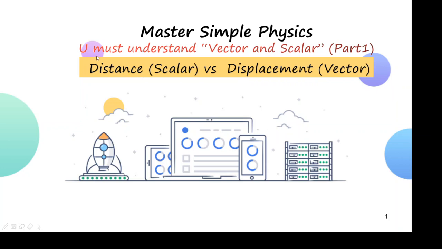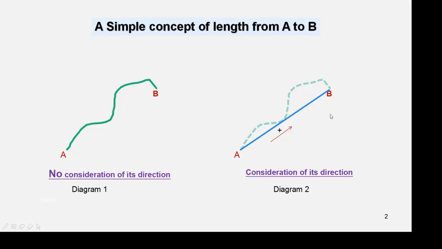In order to do physics well, you must understand the meaning of vectors and scalars. Today's topic, we talk about distance versus displacement. In order for you to understand, we use a simple concept of length from A to B.